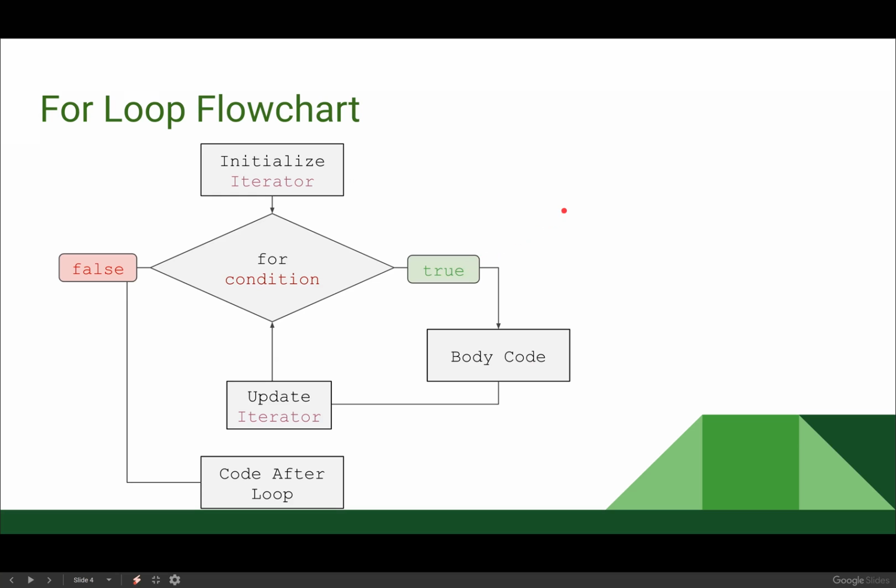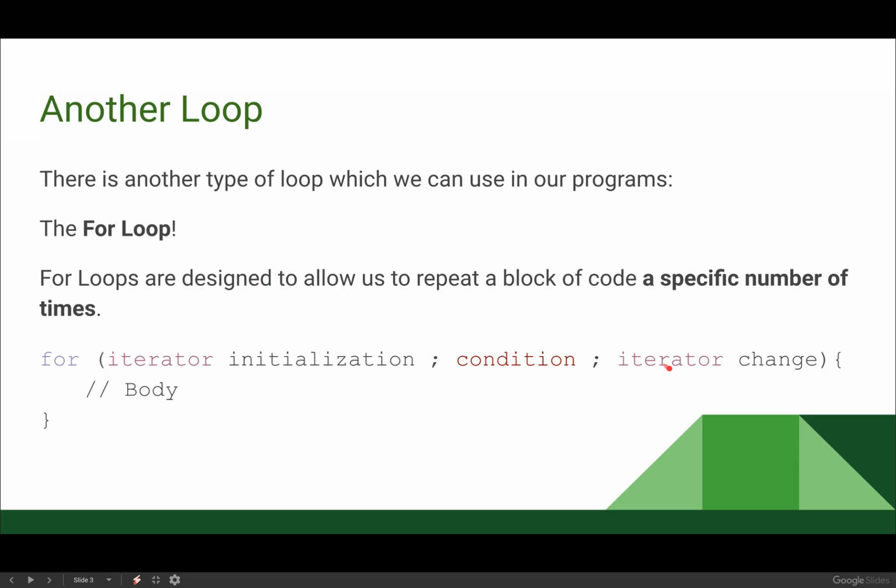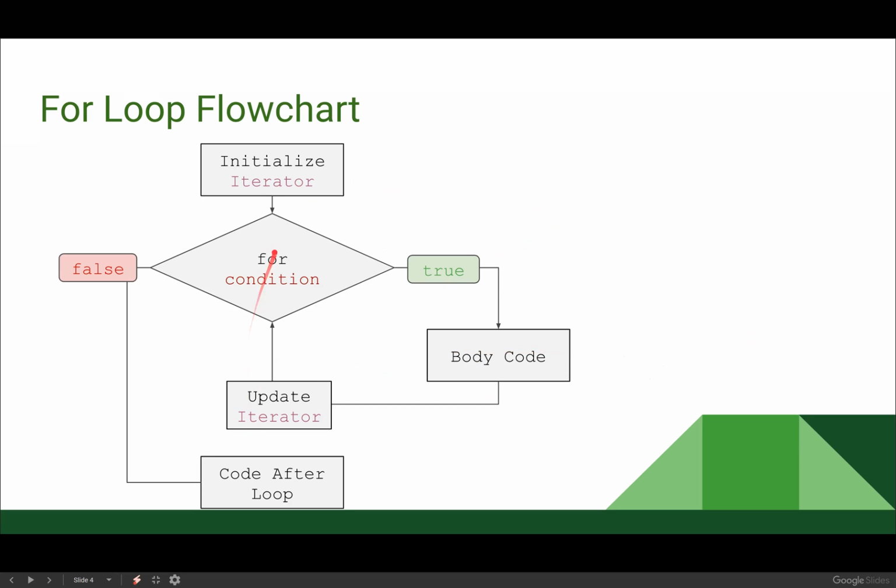So here's what the flowchart for a for loop looks like. First, we're going to initialize our iterator. And the iterator is the variable we're going to use to keep track of how many times we've gone through the loop so far. We have a condition in our for loop. Just like with the while loop, as long as that condition is true, we're going to run our body code. And after the body has run, we're going to run that little block of code, changing the iterator. And we're going to check the condition again until the condition is false, at which point we will jump until after the loop.